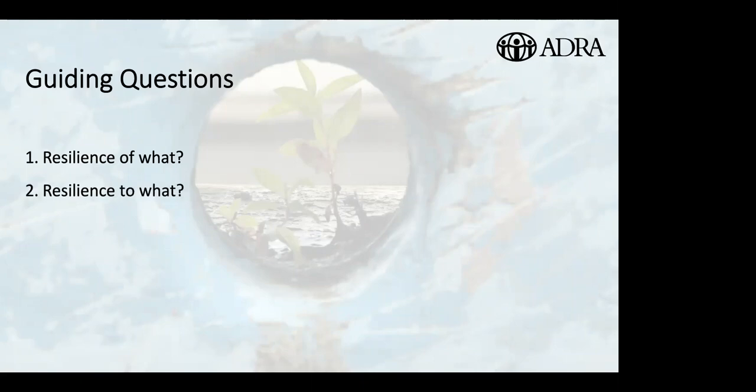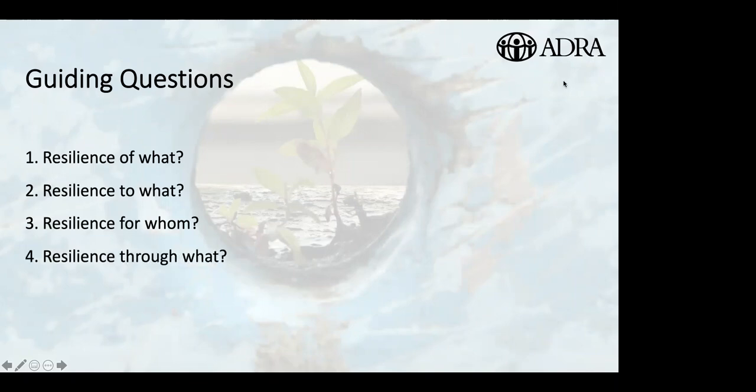The second question is resilience to what? So what we're talking about there is what risks are existing in communities and how could they be addressed? How residual risk can be addressed, and what shocks in the community are they likely to experience or maybe experience in the near future? So what kind of disasters are they prone to? That kind of thing. Third guiding question is resilience for whom? Beneficiaries of these kind of projects. The fourth guiding question is resilience through what? So here we're asking what capacities are required for resilience.